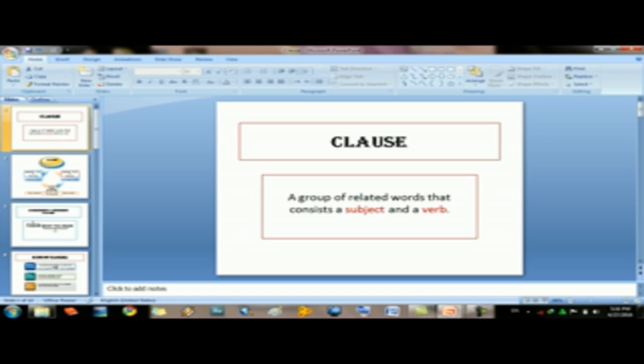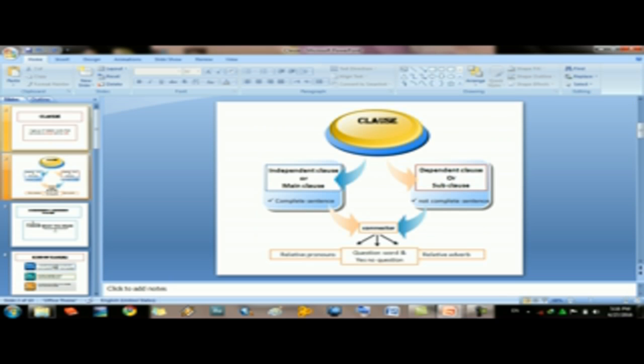What is a clause? A clause is a group of related words that consists of a subject and a verb. A clause consists of two parts: independent clause or main clause, and dependent clause or subclause. An independent clause or main clause is a complete sentence. The dependent clause or subclause is not a complete sentence. So a dependent clause cannot stand alone without an independent clause.